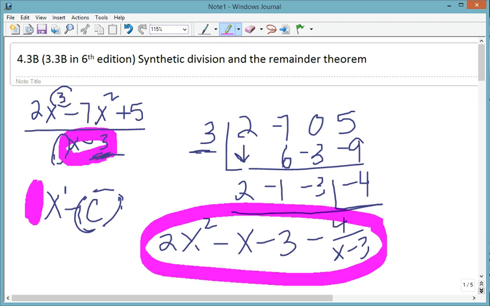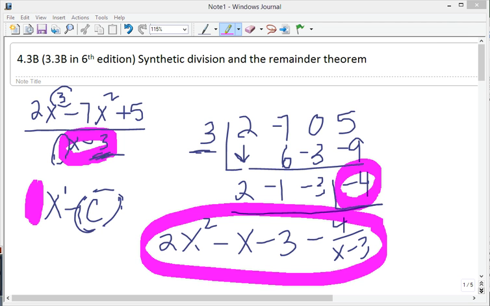But if I were just asking you for the remainder, this would be just the remainder. And when we do synthetic division, because we're always dividing by a first degree polynomial, our remainder is always going to be just a number.